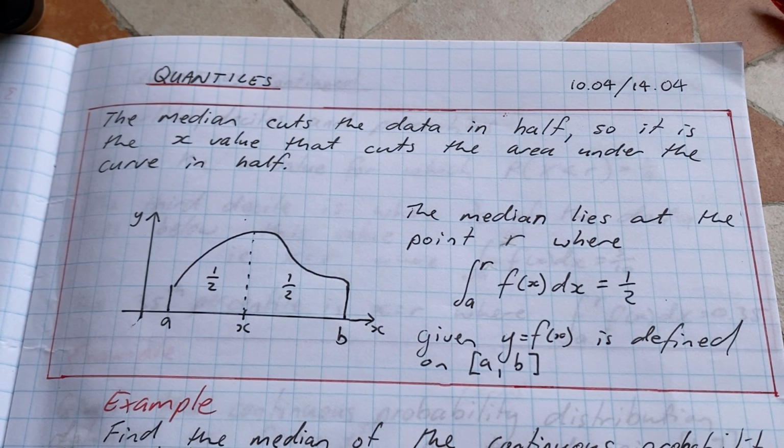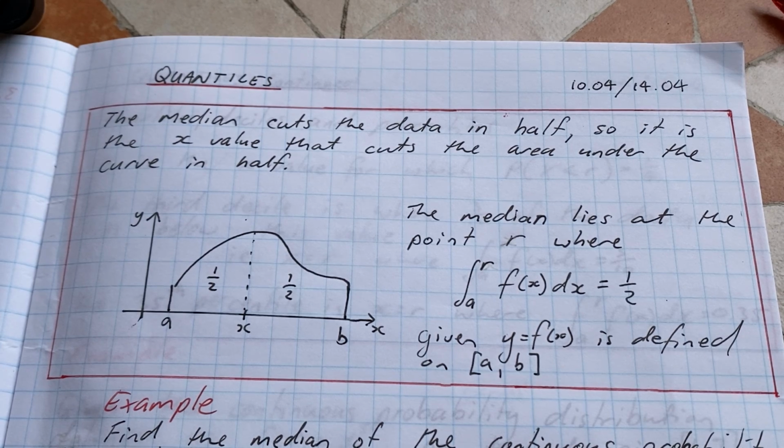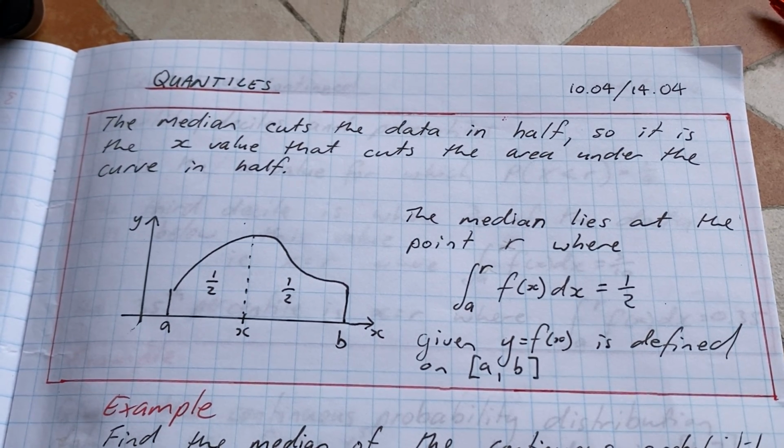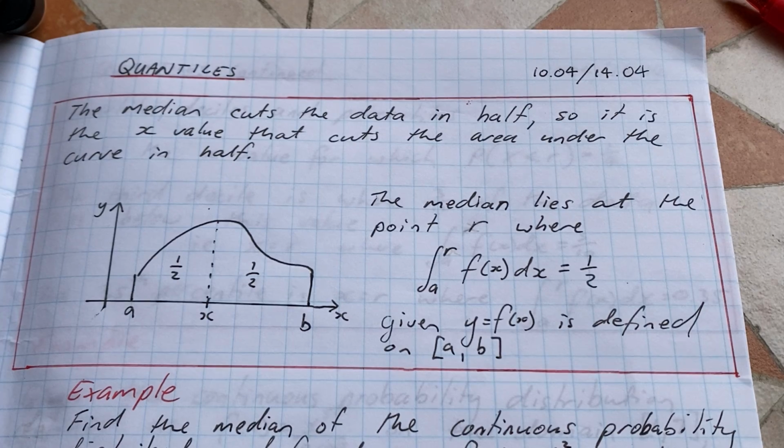Okay, so this video talks about quantiles. So remember, quantiles are things like quartiles, the median is a quantile, deciles, percentiles, any of those things, they're all quantiles. So the median, of course, is the point that cuts the data in half.